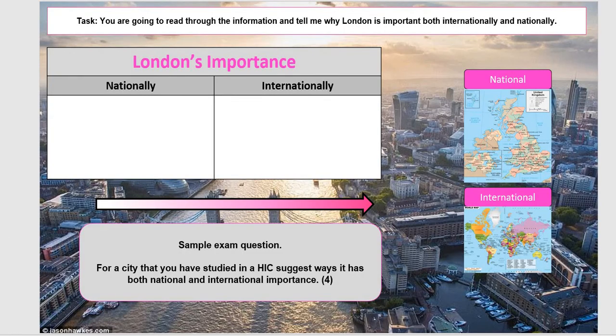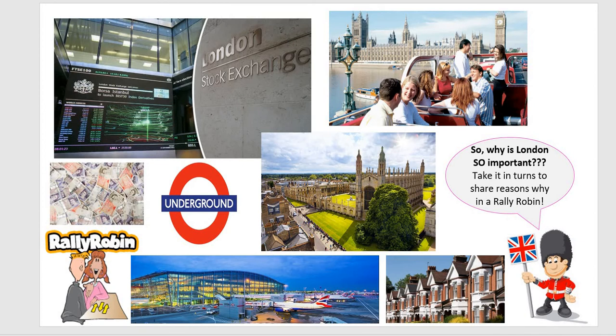So we need to think about why London is so important, and what I want you to do in your book is just have a look at these pictures and note down some of the reasons why you think London is important for us, both from a national point of view, so for the country of the United Kingdom, but also internationally. So just have a good look at those photos and jot down a few ideas.